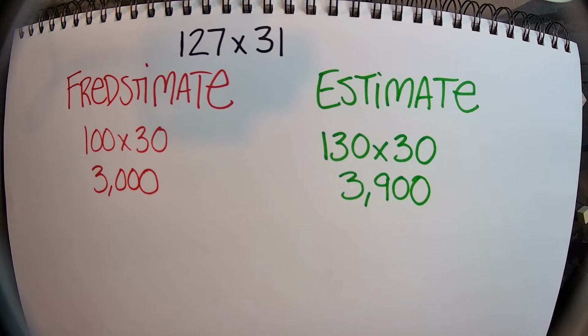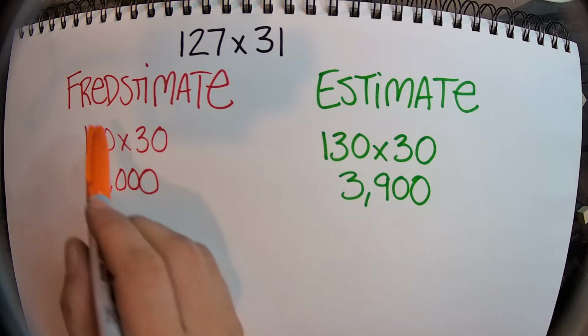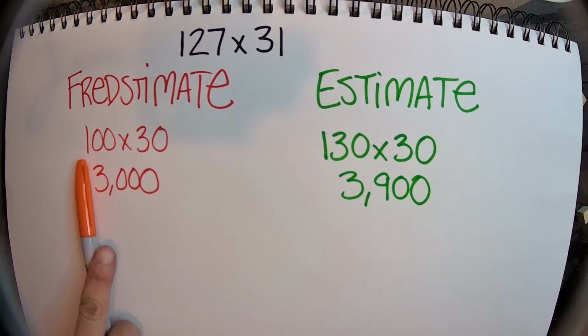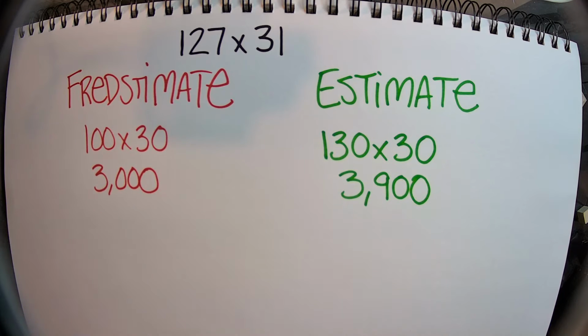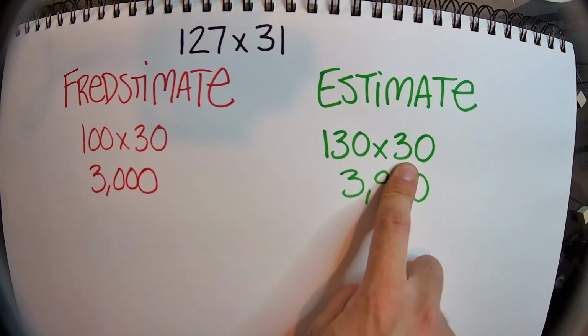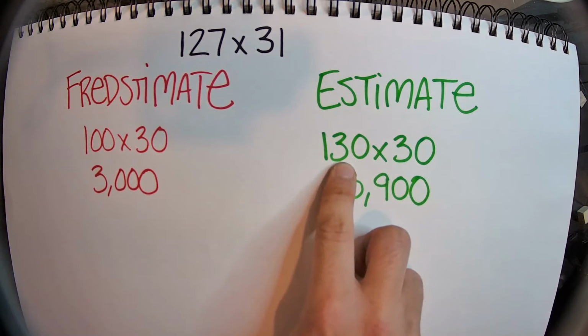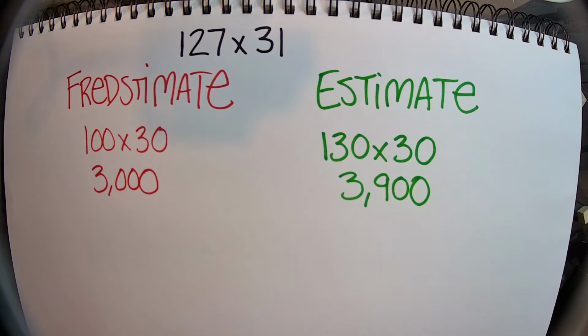Right, so we're looking now to find out what's closer, our Fredstimate or our estimate. Remember, with the Fredstimate, that's not a real word. It's more fun that way. Our Fredstimate, we used our front end digit. So instead of going between the tens, we did 100. So our Fredstimate was 3,000. And then our estimate, we estimated to the nearest tens over here, so we estimated to the nearest tens on our number that had hundreds as well.